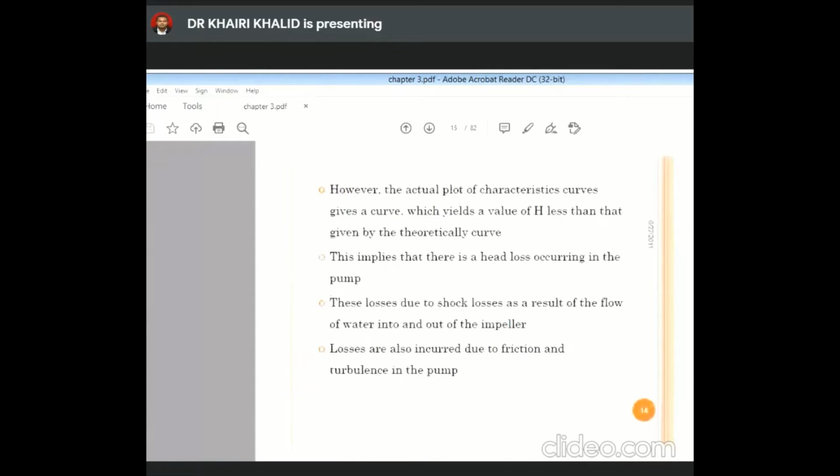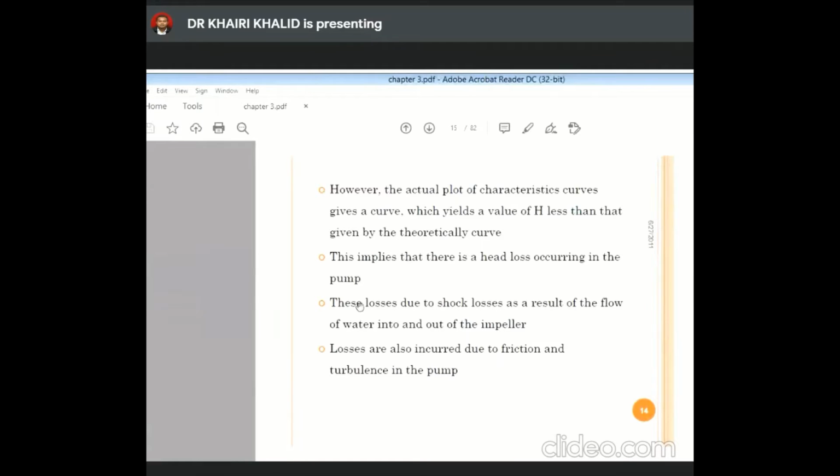So have a look back. However, the actual plot of the characteristic curve gives a curve which yields a value of H less than the value given by the theoretical curve. This is what I said before. So this implies that there is a head loss occurring in the pump.